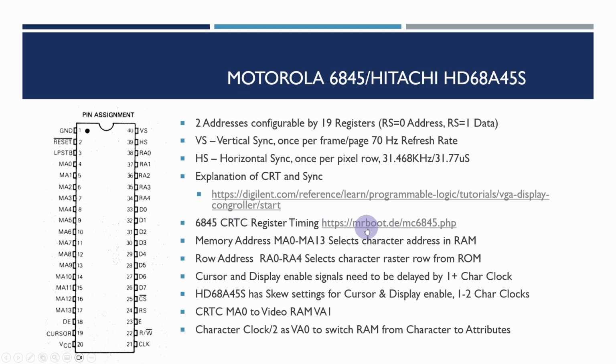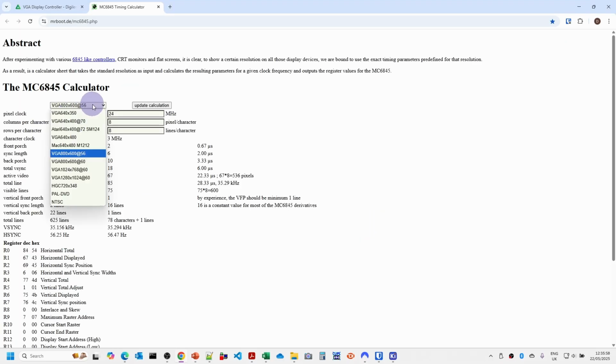There's also this CRTC register timing site. This will help to generate a starting point for these timings. I found that there are one or two things on here which I've needed to change, but it does give you a good starting point.